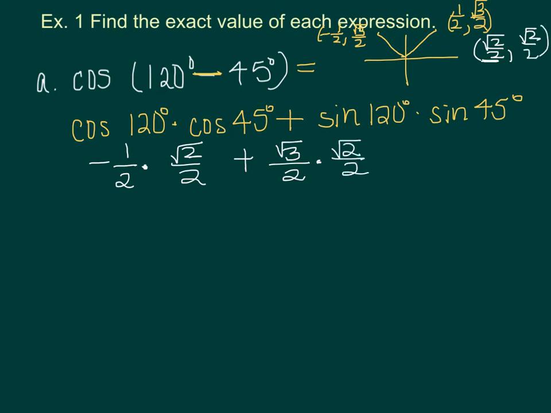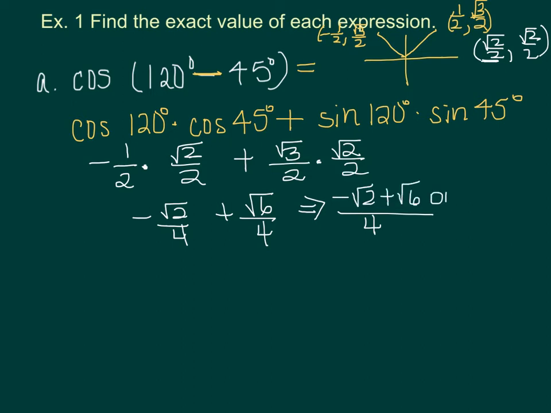And now you just simplify. So multiply straight across, we get negative square root of 2/2 over 4 plus square root of 6/4. And we usually write it as one single fraction. You can write it like this, or you can write it with a positive number first. And you're done. And you could do the same thing if it's in radians. It could be in radians or degrees.